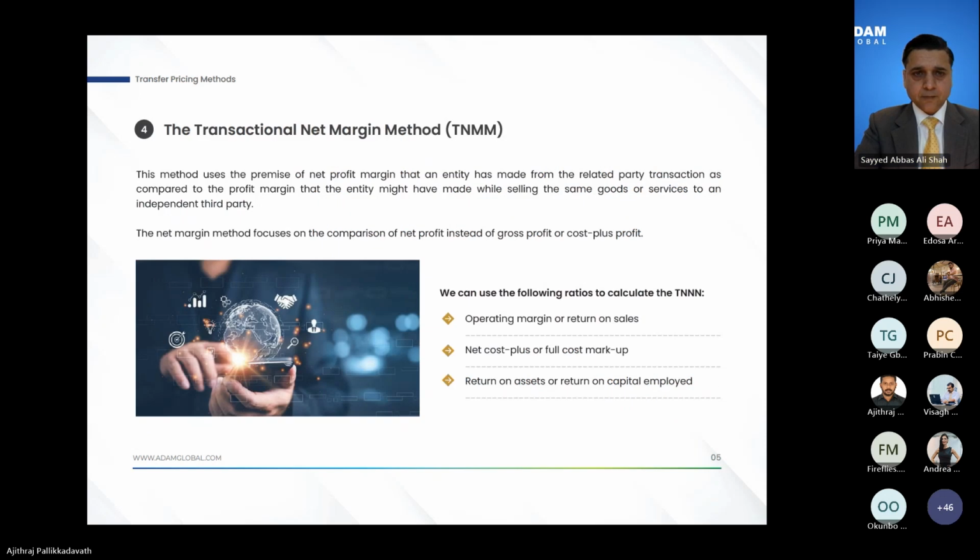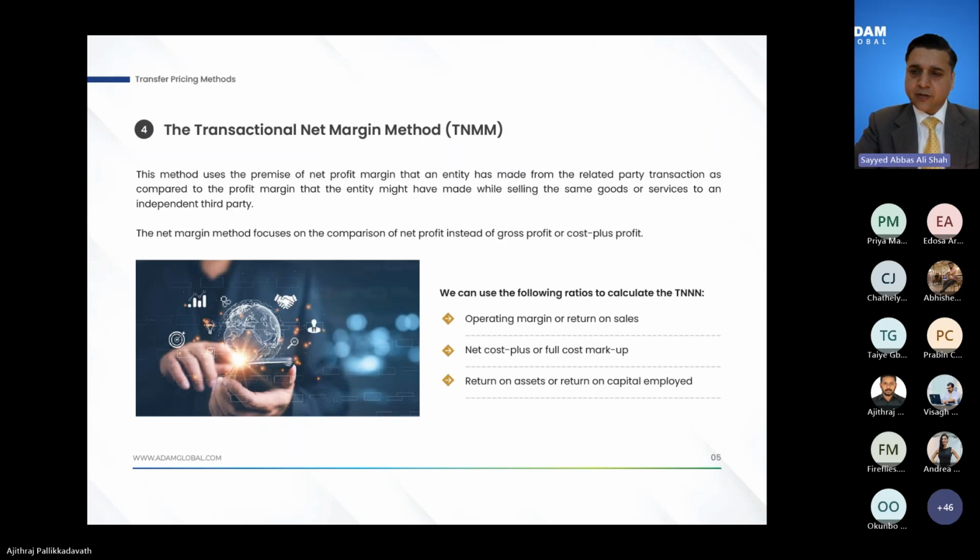All right. So the fourth method that we have got, which is again internationally acceptable and advised by our tax authorities, it could be one of the methods that we would be using, is the transactional net margin method, okay? TNMM, the transactional net margin method. So what is TNMM? Let's look into it.